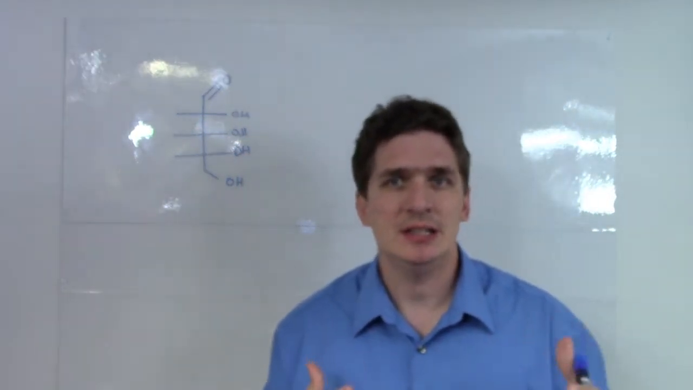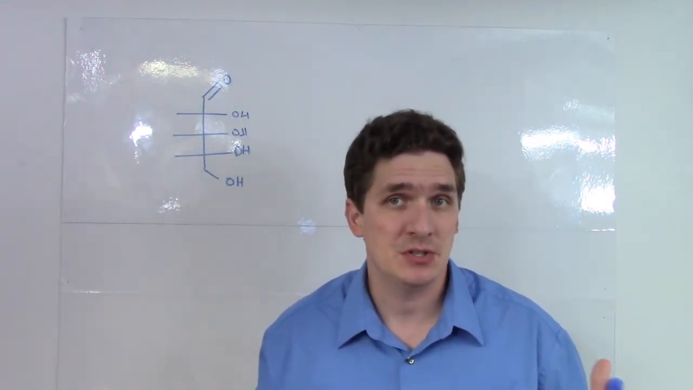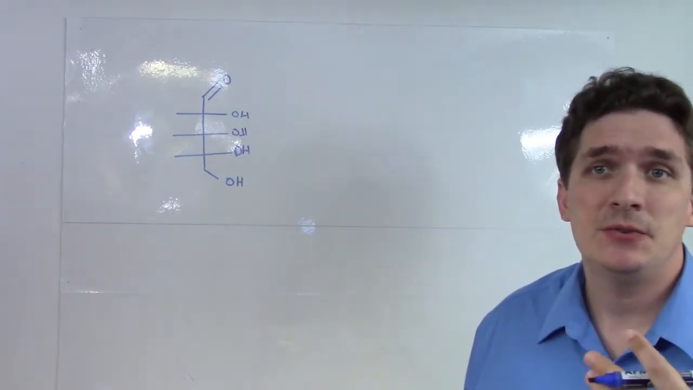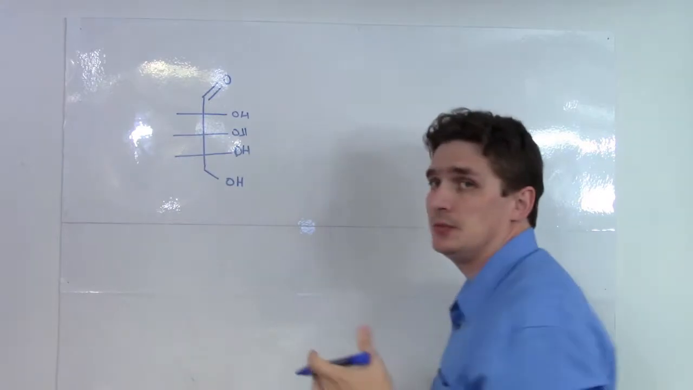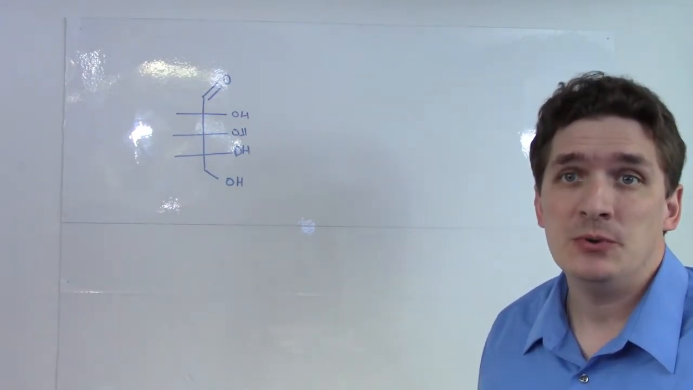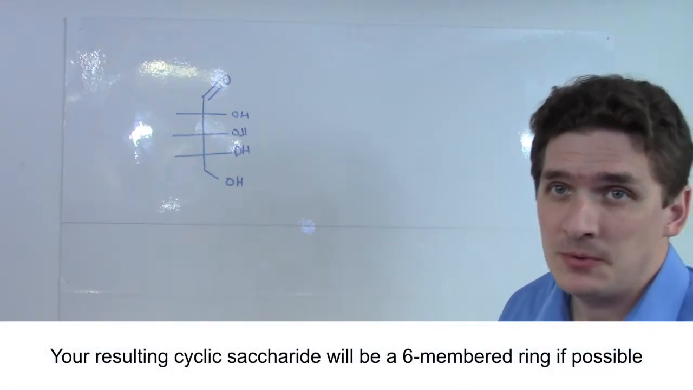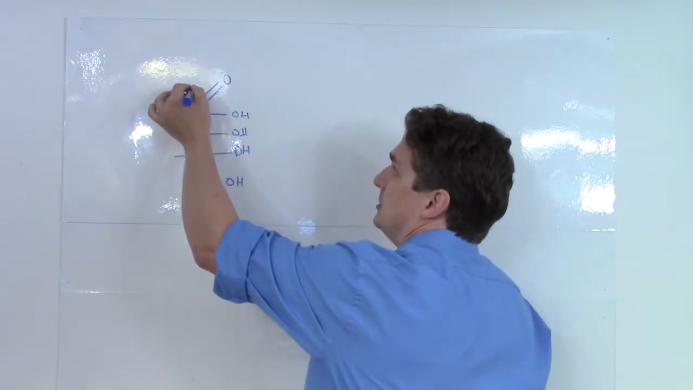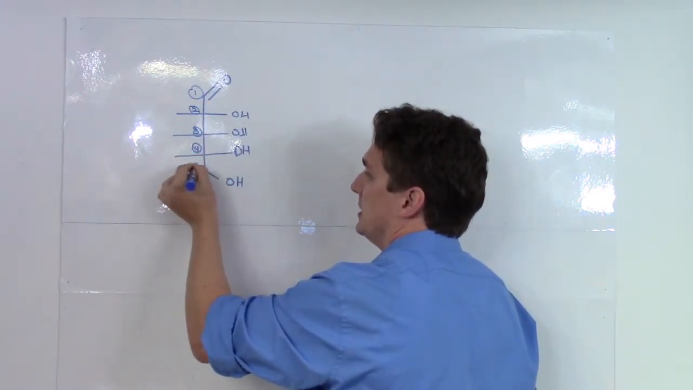And for me, this part's a little confusing. I don't understand why you would draw the Haworth diagram this way, but this is the way they're going to draw it. So to figure out if we have the alpha or beta form, first of all, we need to figure out how big the ring is going to be. If we can form a 6-membered ring, we will form a 6-membered ring. If we only have the option of doing a 5-membered ring, we will form a 5-membered ring, but we're going to start counting down. So 1, 2, 3, 4, 5.